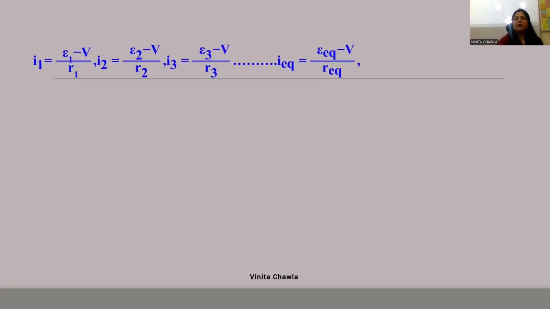So the current through the first branch is I1, it's E1 minus V upon R1. Through the second branch, E2 minus V upon R2. Through the third branch, E3 minus V upon R3. So the net current, the equivalent current, is I1 plus I2 up to IN. We'll just write for I1, I2, I3 here. Okay.